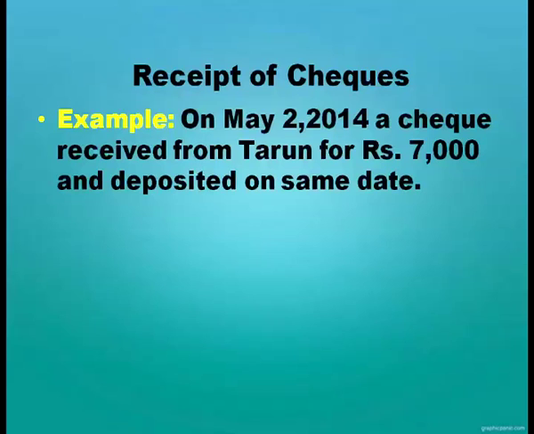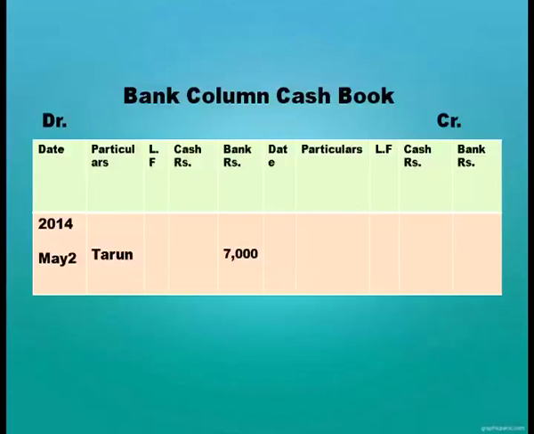Example: on May 2nd, 2014, a check is received from Tarun for rupees 7,000 and is deposited on the same date. So, it will be posted in the bank column. On the date 2014 May 2nd, you will write on the debit side, in the particulars column, "To Tarun", because the amount is coming from Tarun, and the amount 7,000 will be written in the bank column because the check is deposited on the same date.